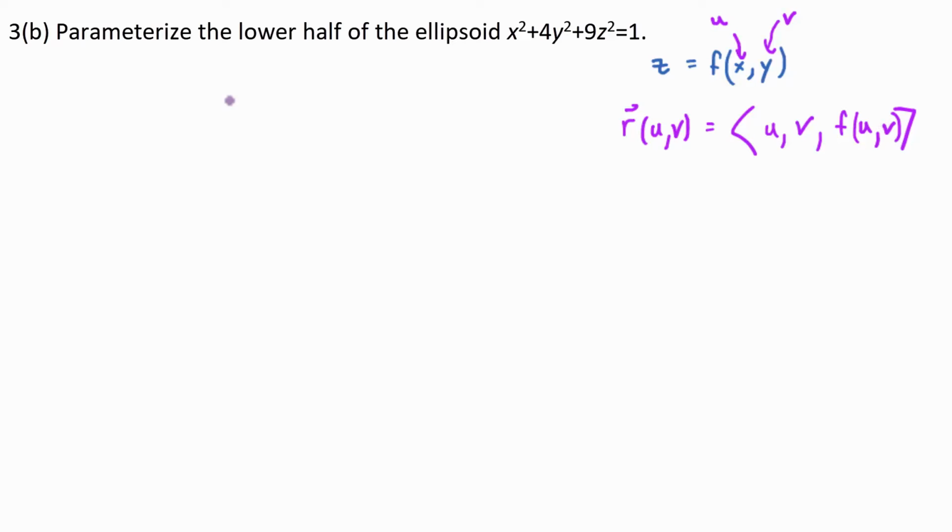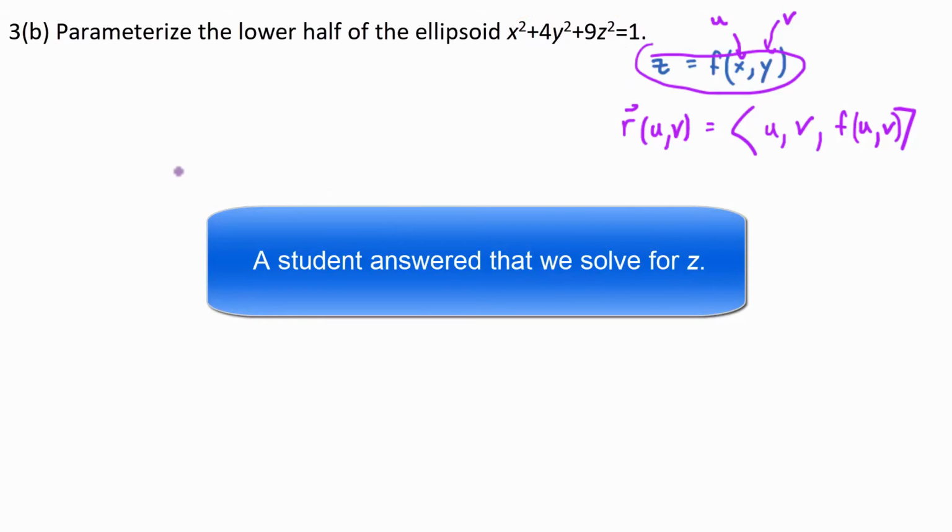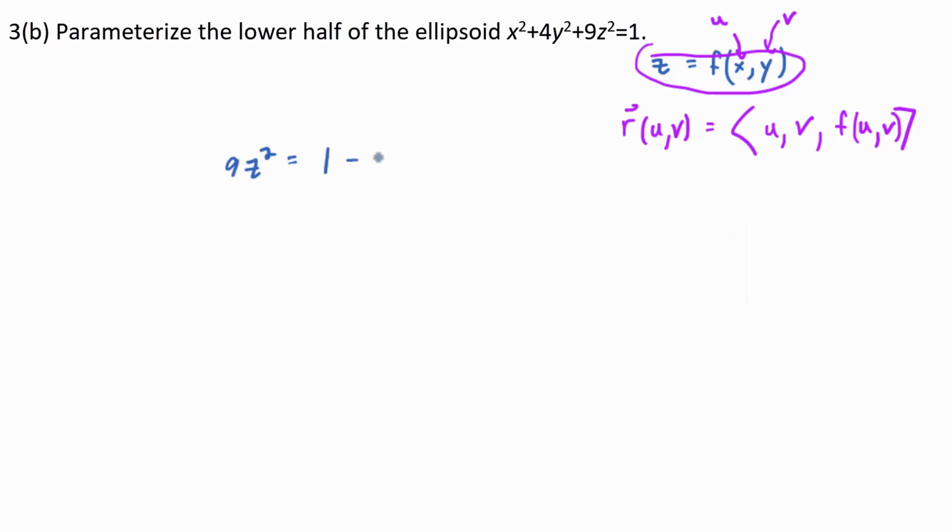So, how do we get this in terms of just x and y then? Okay, what do we get? We get 9z squared, first of all, is equal to 1 minus x squared minus 4y squared. Before we take a root, what should we do? Divide by 9. So I'm just going to divide the whole thing by 9.